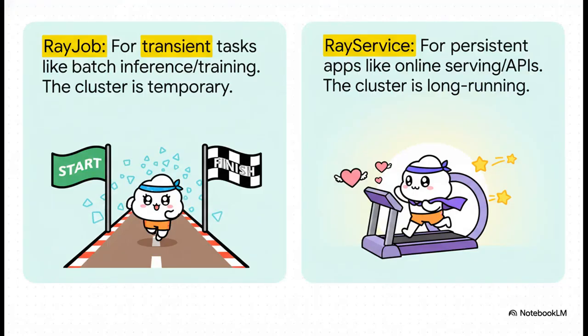So to put it really simply, if your task has a clear start and finish, like a training run, you're going to use a RayJob. But if you're building an always-on application like a real-time prediction API, you're going to need a RayService. It's all about choosing the right tool for the job.